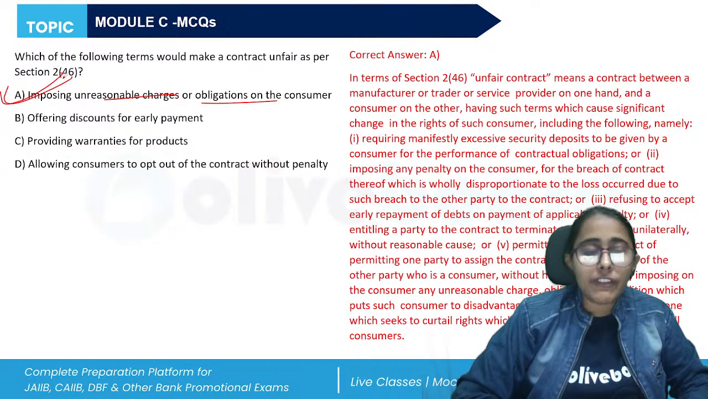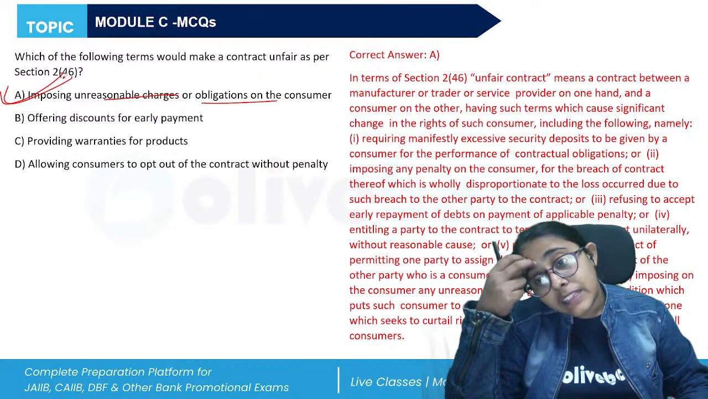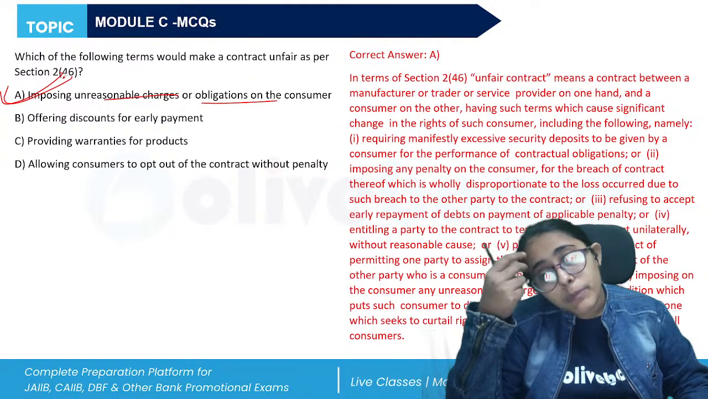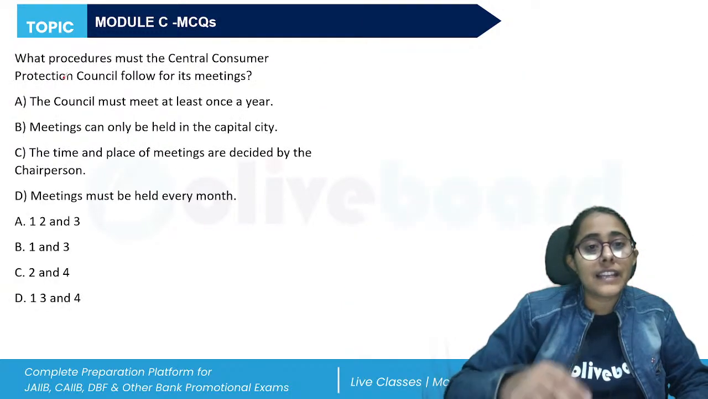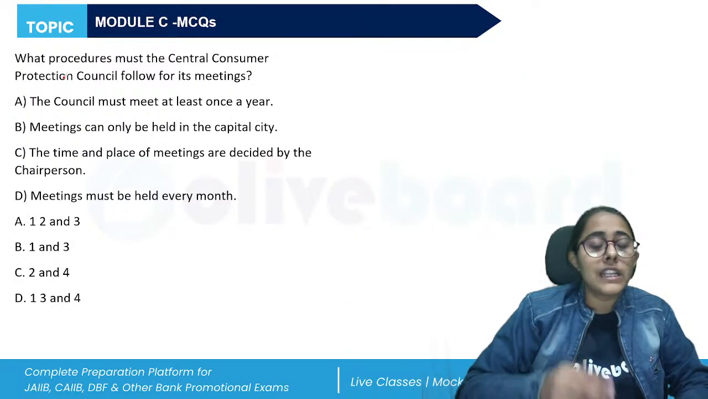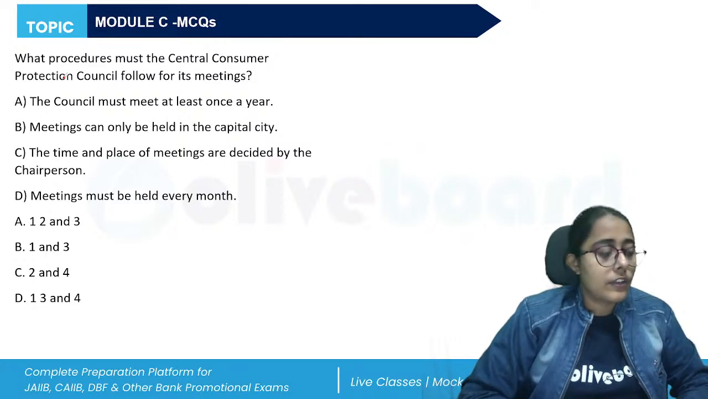Thus, an unfair contract we can say would be one that tries to curtail the rights that would normally be available to all the consumers. So if a contract curtails the rights, takes away the rights from the consumer, then it will be an unfair contract. Okay, clear?